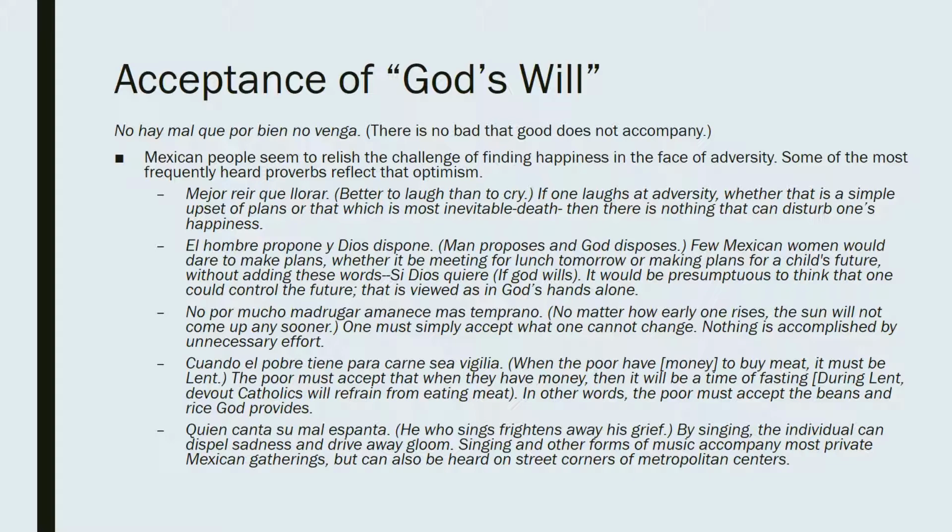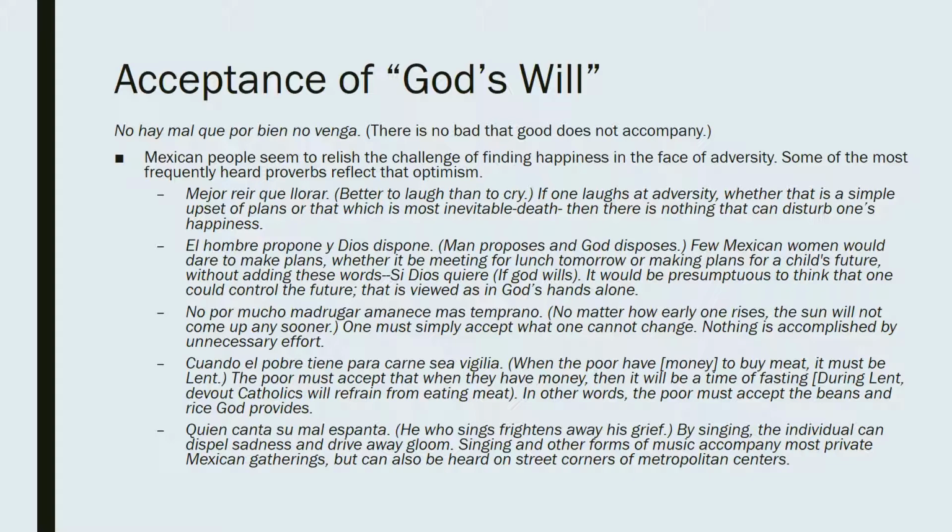And Mexican people seem to relish the challenge of finding happiness in the face of adversity. Some of the most frequently heard proverbs reflect that optimism. Better to laugh than to cry. If one laughs at adversity, whether that is a simple upset of plans or that which is most inevitable, death, then there is nothing that can disturb one's happiness.